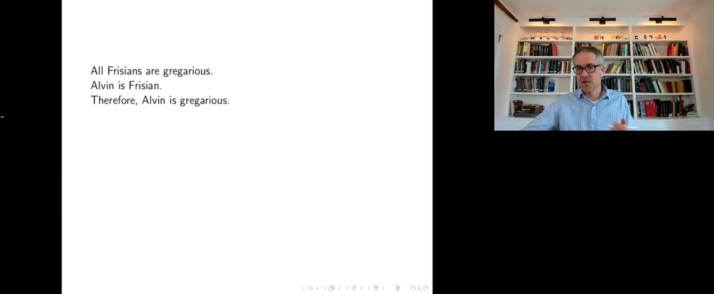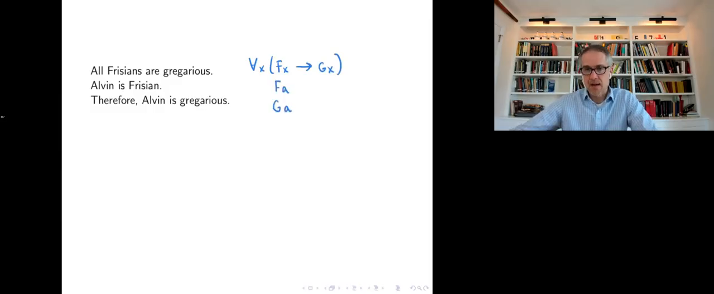Okay, so let me first just symbolize those. So all Frisians are gregarious. We could say that is for all X, if X is a Frisian, then X is gregarious. Alvin is a Frisian, so AF, and in the conclusion, Alvin is gregarious, AG. Okay, notice again how I'm saying it backwards from the way I'm writing it, because in English, we prefer to say the name and then the predicate. So I say AF, although written down it's F, then A.